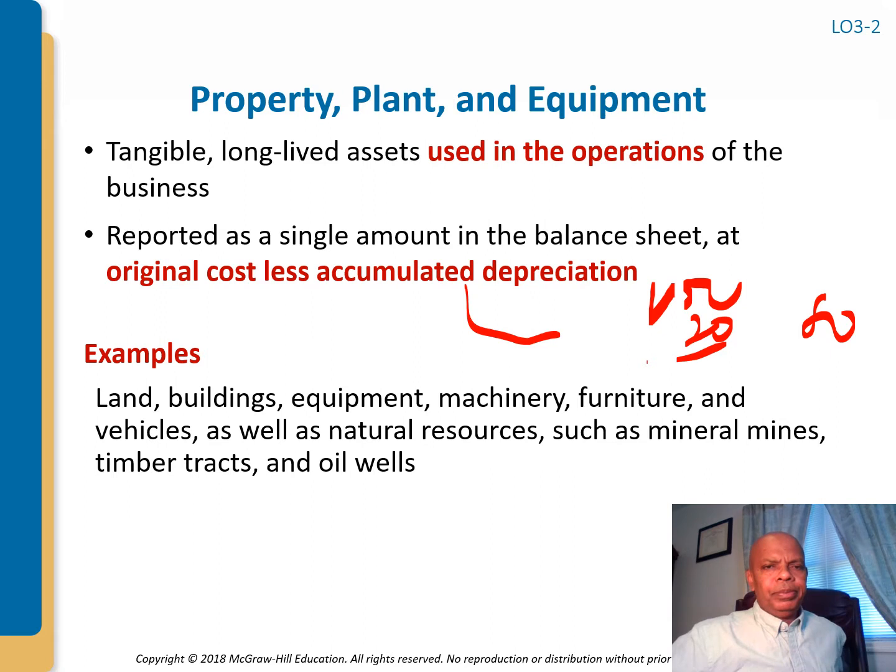Examples: the land, buildings, equipment, the machinery, furniture, and vehicles, as well as the natural resources such as the mineral mines, timber tracts, and oil wells. Those are also considered assets, the long-term assets that are used in the operations of the business.